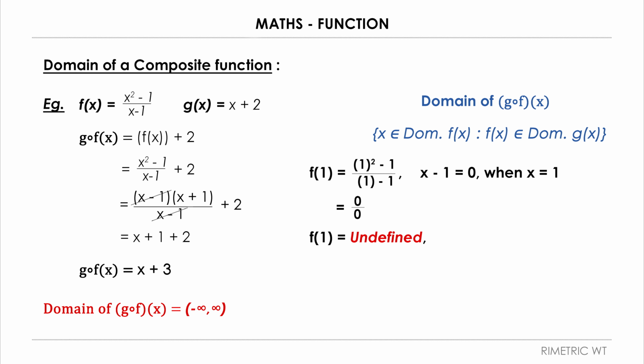Therefore, 1 must also be excluded from the domain of the composite function g composed with f. Hence, the domain of the composite function is the set of all real numbers except 1 instead of all real numbers. Therefore, the simplified equation x plus 3 gives us the rule for the composite function, but it does not show the restriction x being different from 1. This is why we should always consider the domains of the original functions when determining the domain of a composite function.